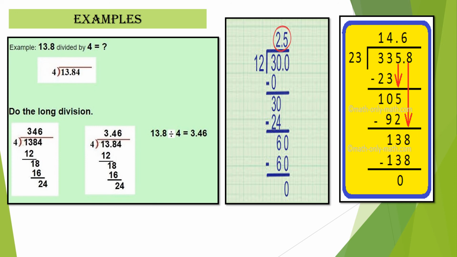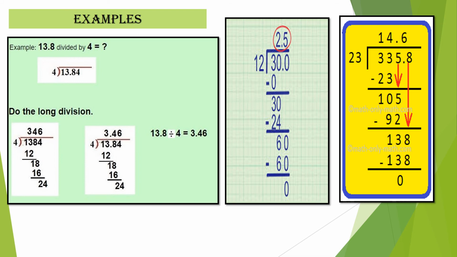But children, remember the number you are dividing is 13.84. In the dividend the decimal is after 2 places, so in the quotient also the decimal will be after 2 places. So the answer will be 3.46. Another example, you are dividing 30.0 by 12.